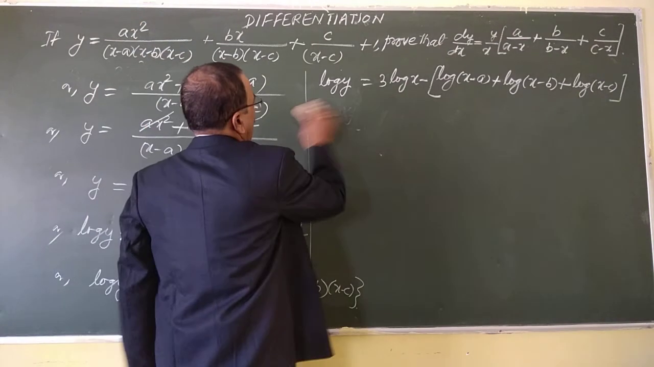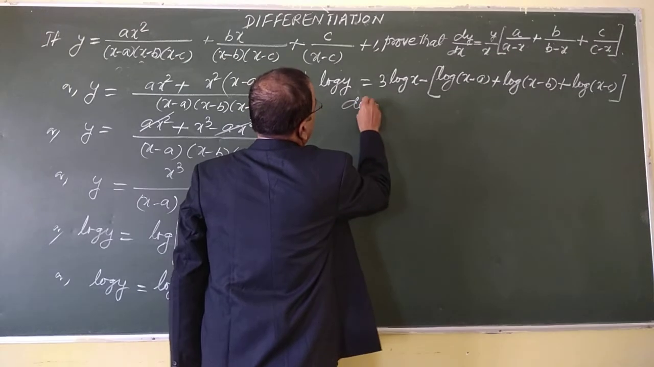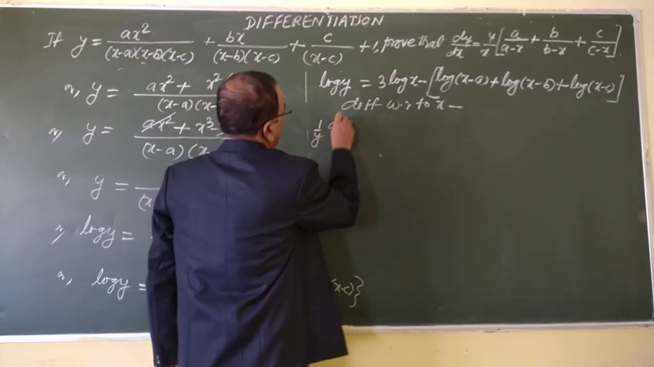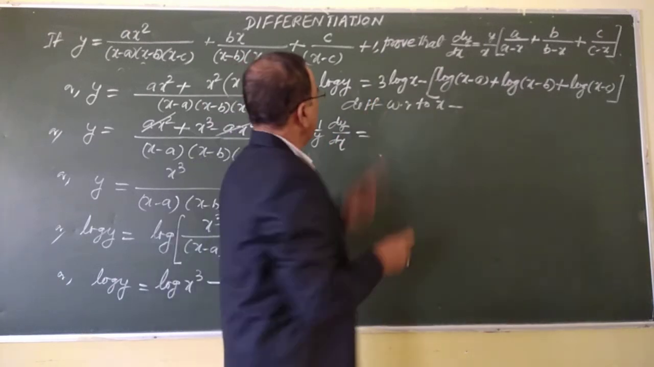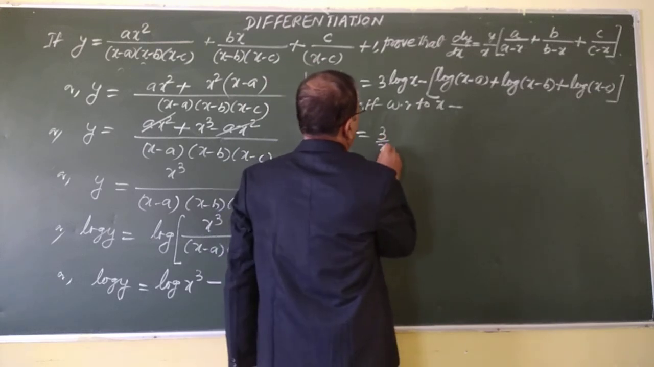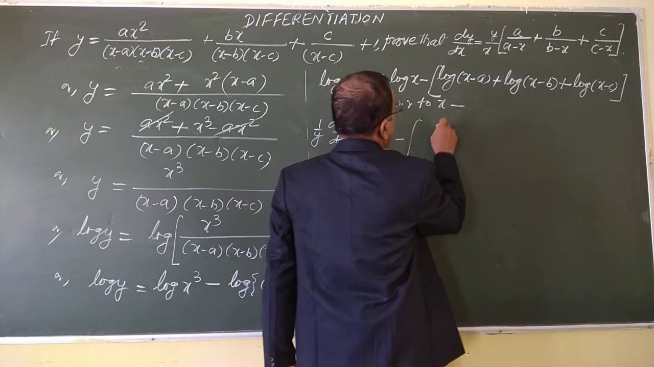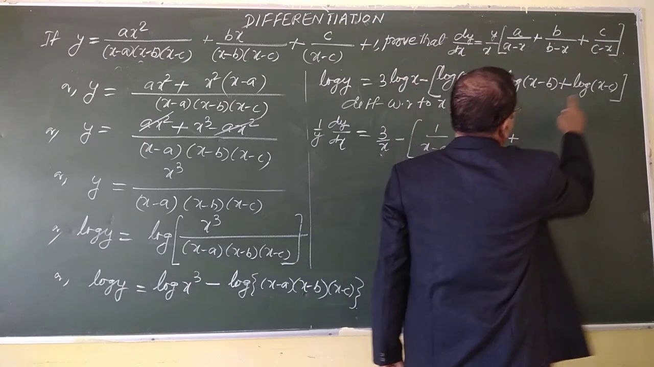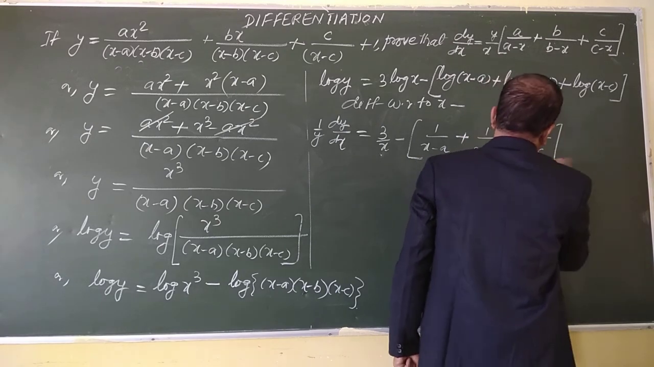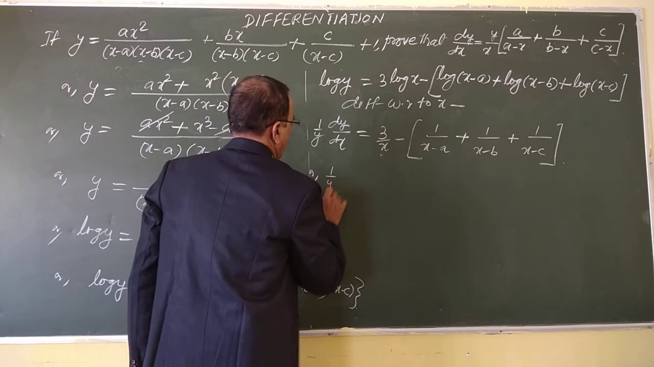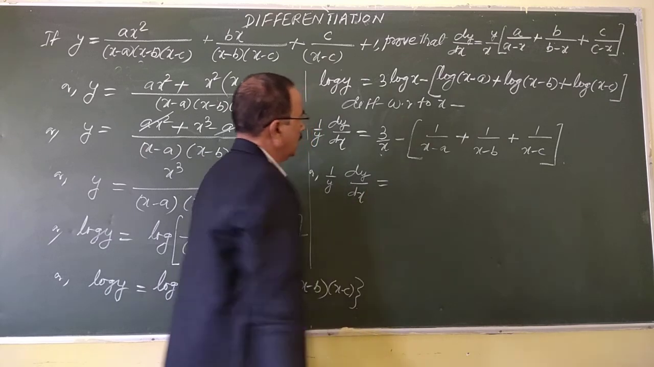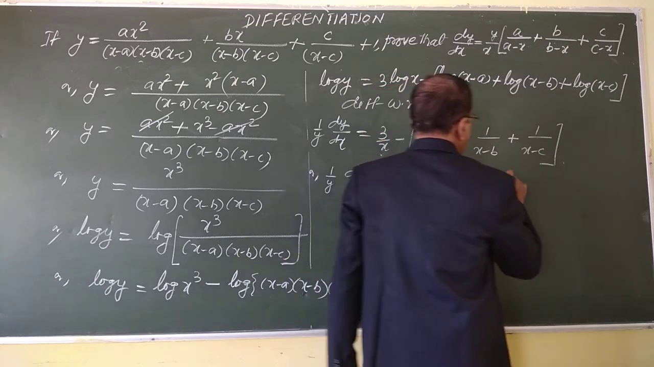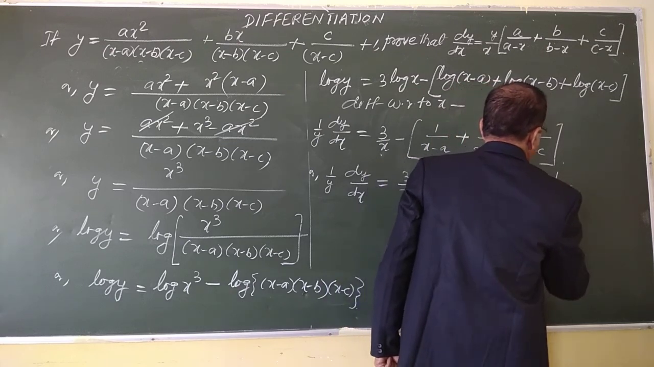differentiating with respect to x, differentiation of log y is 1 upon y, dy upon dx, and 3 is constant, and of log x is 1 by x, minus log of x minus a is differentiated 1 upon x minus a, plus 1 upon x minus b, plus 1 upon x minus c, or 1 upon y dy upon dx is equal to 3 upon x minus 1 upon x minus a, minus 1 upon x minus b, minus 1 upon x minus c.